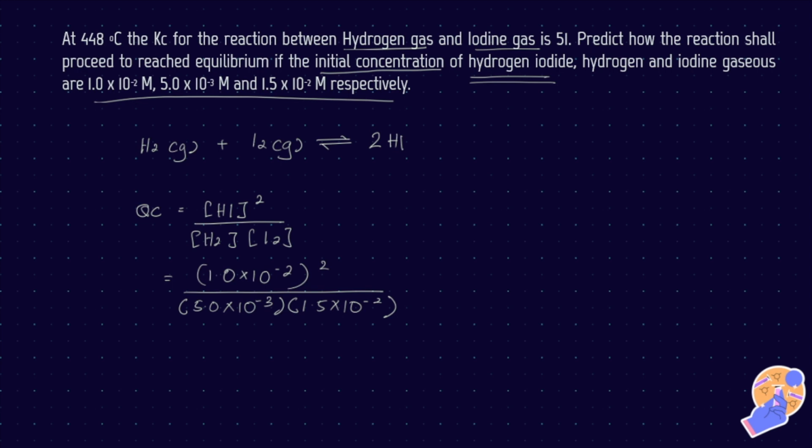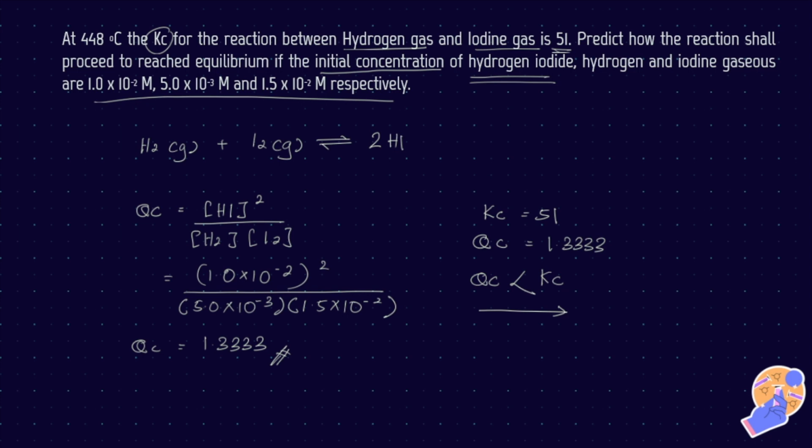So from here, we will get your Qc is actually equivalent to 1.3333. Okay, let's check on the question. It states here that the Kc is 51. So we're going to write Kc equivalent to 51. And your Qc is equivalent to 1.3333. Therefore, your Qc is actually smaller than your Kc. So once your Qc is smaller than your Kc, it shall proceed to the right.